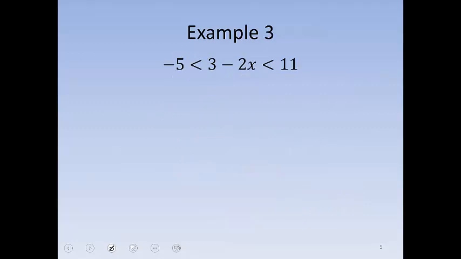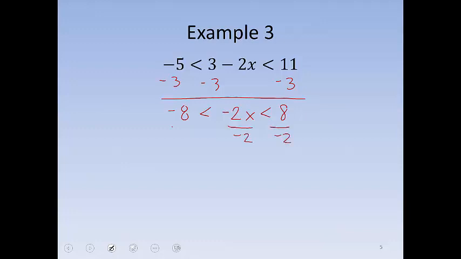All right, I see something a little bit different. It's what's in the middle. It's my x. My x is negative. I have a negative 2 for my coefficient. But let's try it anyways. I'm going to start by subtracting the 3. That leaves me with negative 8 is less than negative 2x is less than 8. I have to divide everything by negative 2. Remember, when we divide by negative 2, we also flip the inequality symbol, which means I have 4 is greater than x is greater than negative 4.